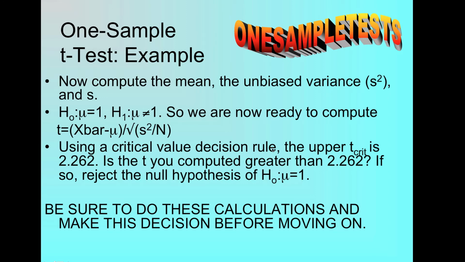And using the critical value decision rule, the upper t crit, as I pointed out, is 2.26. Is the t that you computed greater than 2.26? That's what you need to be asking yourself, because if so, that implies that the p-value is less than 0.05, and you can reject the null hypothesis that the mean is at 1. Please do these calculations and make this decision before moving on with the lecture. Go ahead and pause it again if you need to do this. Okay, let me continue.